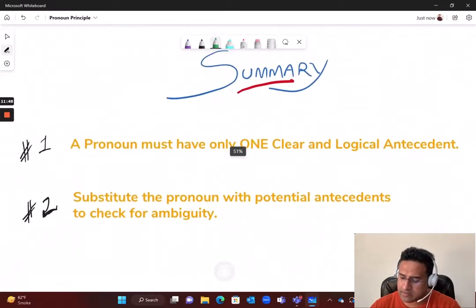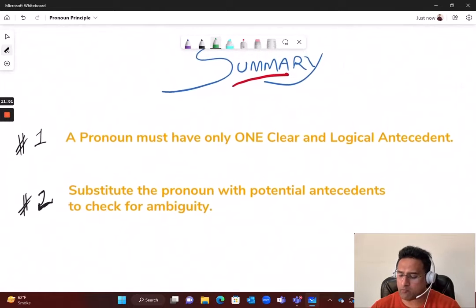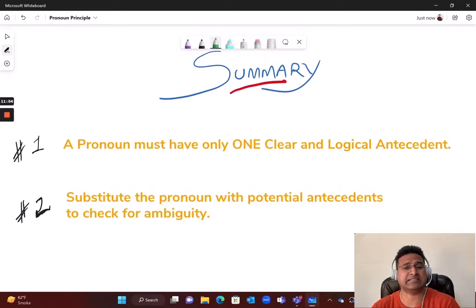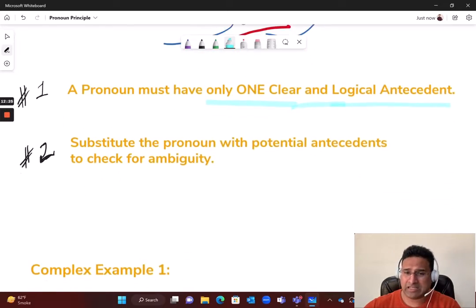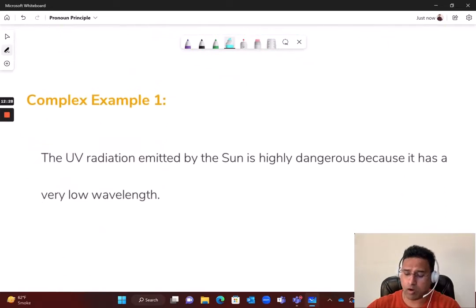So we have seen that a pronoun must have one clear and logical antecedent, right? This is very, very important. Only one clear and logical antecedent. And what we've also seen is that there is a framework we can apply. All we need to do to check whether the pronoun is ambiguous is to substitute that pronoun with the potential antecedents one by one to see how many possible logical ideas can be created. In other words, we're basically checking for ambiguity. Alright? Now, let's apply this to a couple of complex examples.